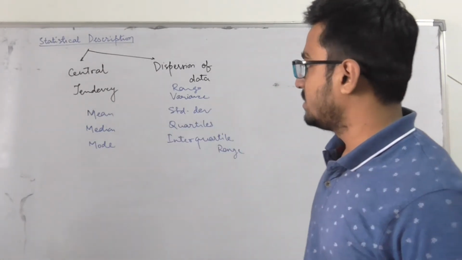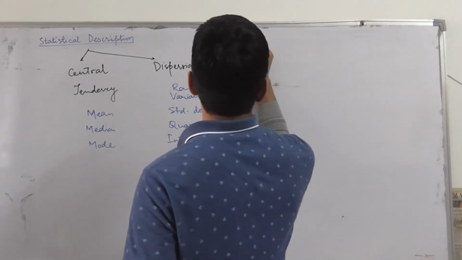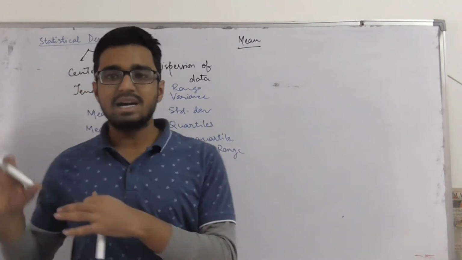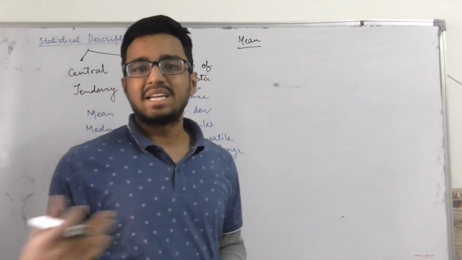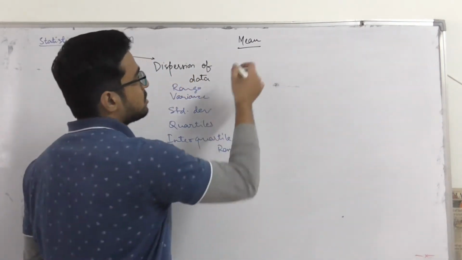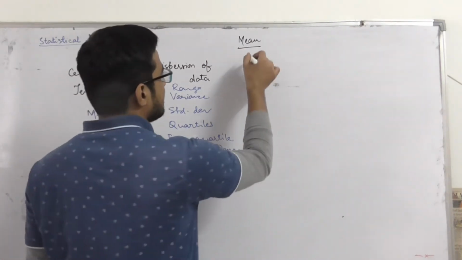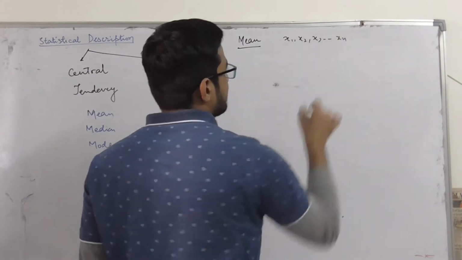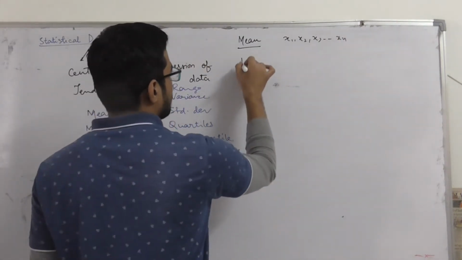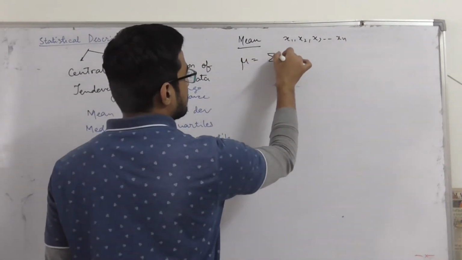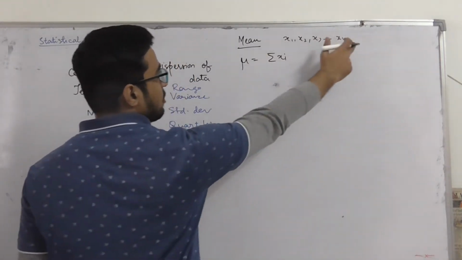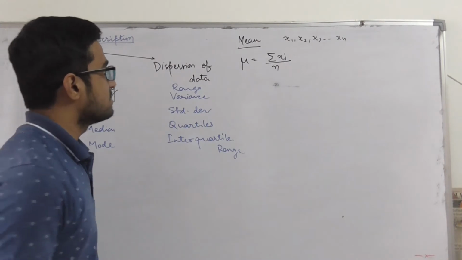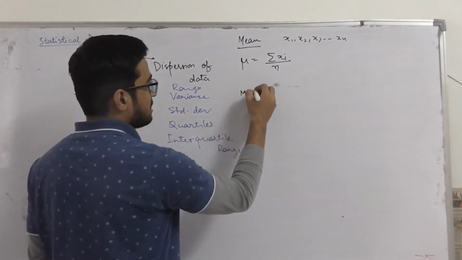First of all, let us see what the mean is. These are things that we know from our 10th and 12th standard. If we have x1, x2, x3 up to xn observations, then the mean, or mu, is calculated as the summation of the xi's, the sum of all observations, divided by the total number of observations. This is the mean.